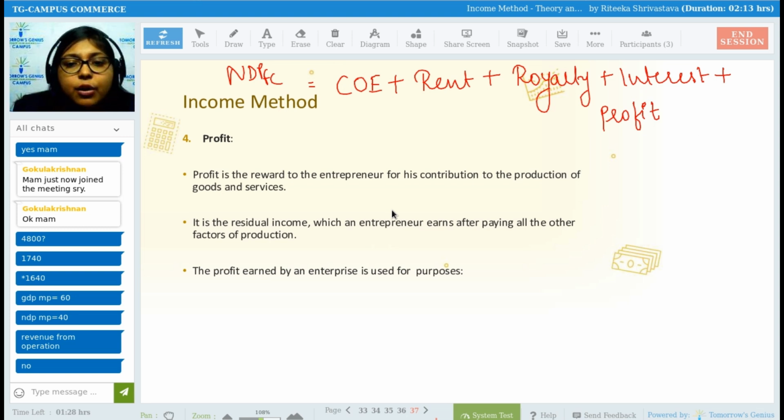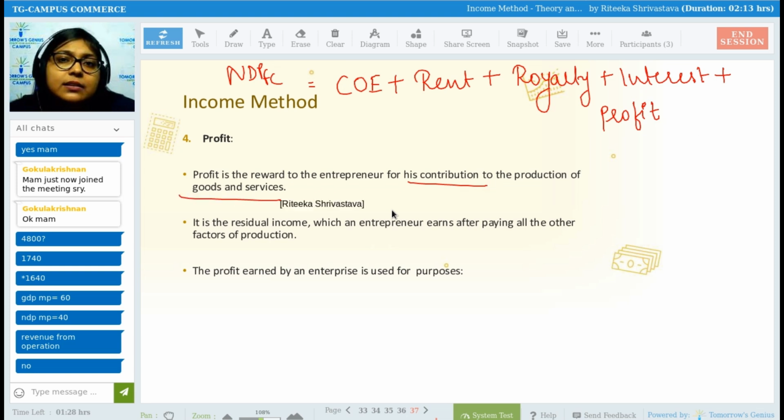about profit. Profit is the reward to the entrepreneur for his contribution to the production of goods and services. Now we are very much thorough and clear with the term profit. What does profit mean? Profit is nothing but the returns of risk. An entrepreneur takes so much of risk. So for that risk, he will get something in return. So what does he get? He gets profit.